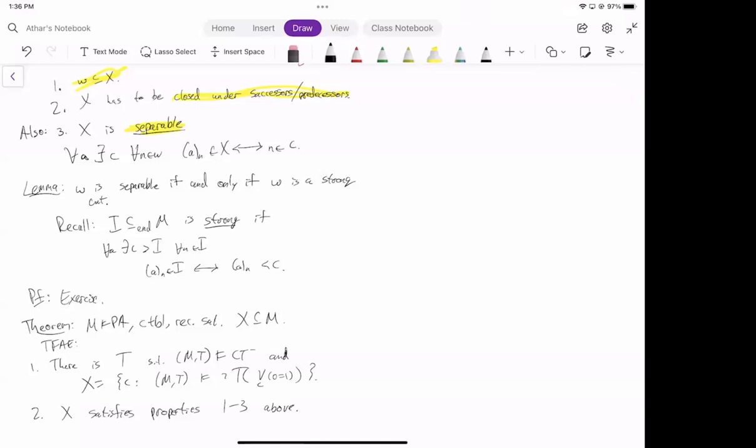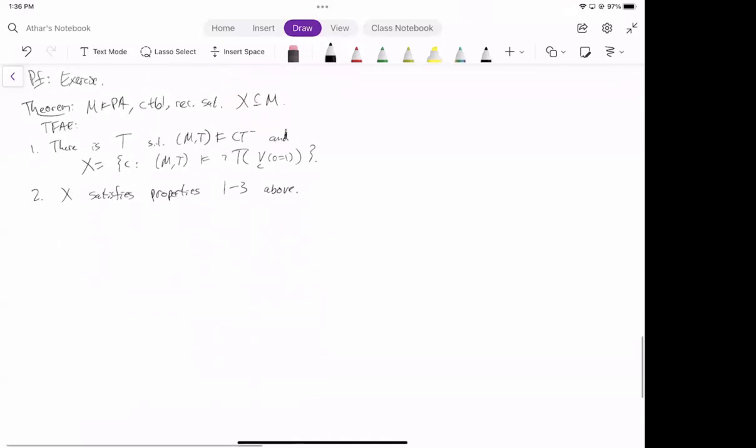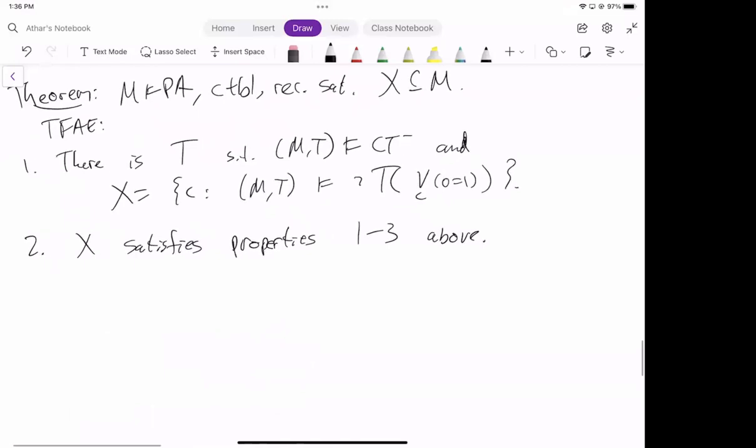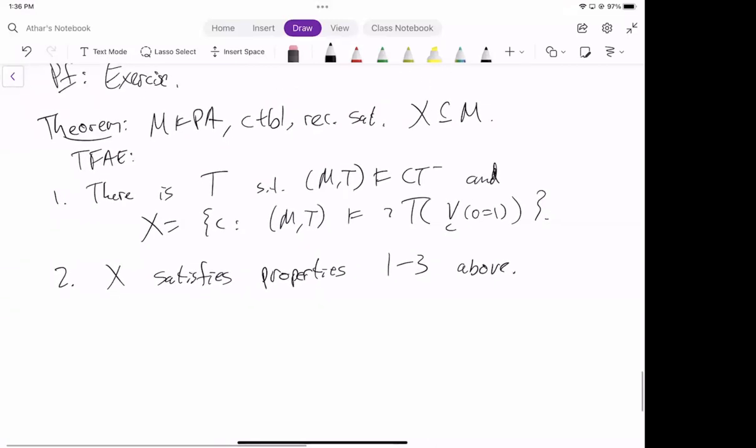Okay. So then I'll go ahead. Which direction do I want? I'll come back to the 1 implies 2 direction. The 2 implies 1 direction is a little bit more involved, so that's the one that I'll try to say something about. Let's see how much I need to say here.